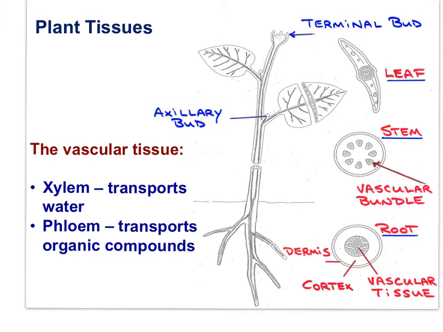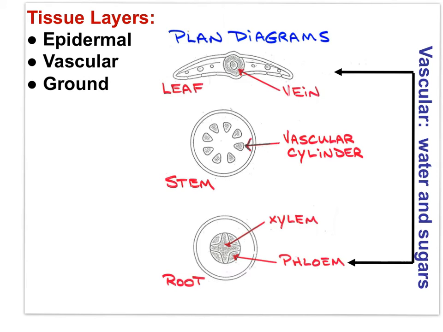So there are tissues that extend from the roots to the leaves through the stems. Vascular tissue in the root extends through the stem to the leaf. Vascular tissue transports water and sugars. The vascular tissue transports water from roots to the upper reaches of the plant, and vascular tissue transports sugars from the leaves to cells throughout the plant.